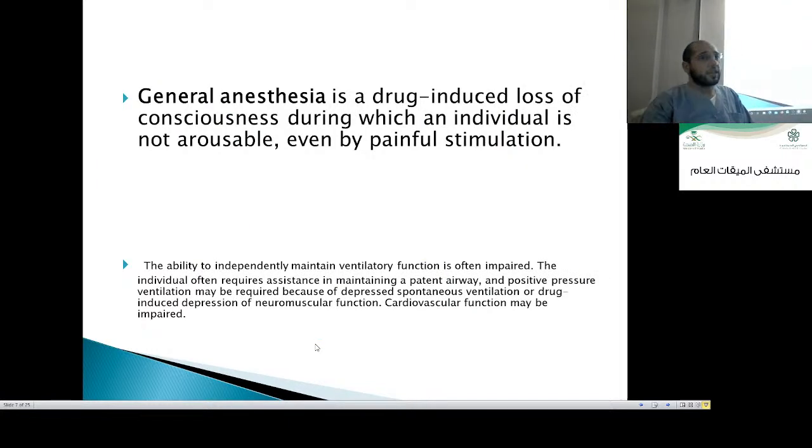So what is the definition of general anesthesia? We have a lot of definitions, which are very scientific, and here I have chosen a very simple one. It is a drug-induced loss of consciousness during which an individual is not arousable even by painful stimulation. If you notice here, in general anesthesia we are concerned about consciousness, not about pain. So GA, or general anesthesia, the first pillar is to lose consciousness, plus or minus loss of pain sensation.